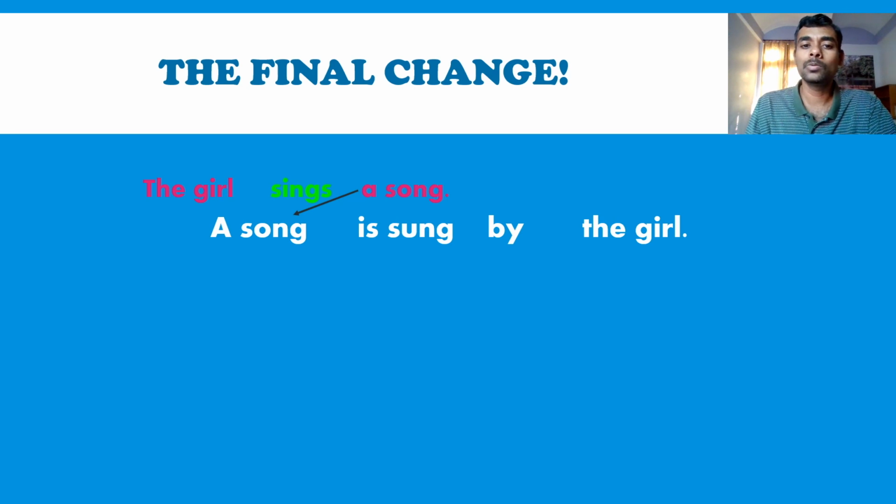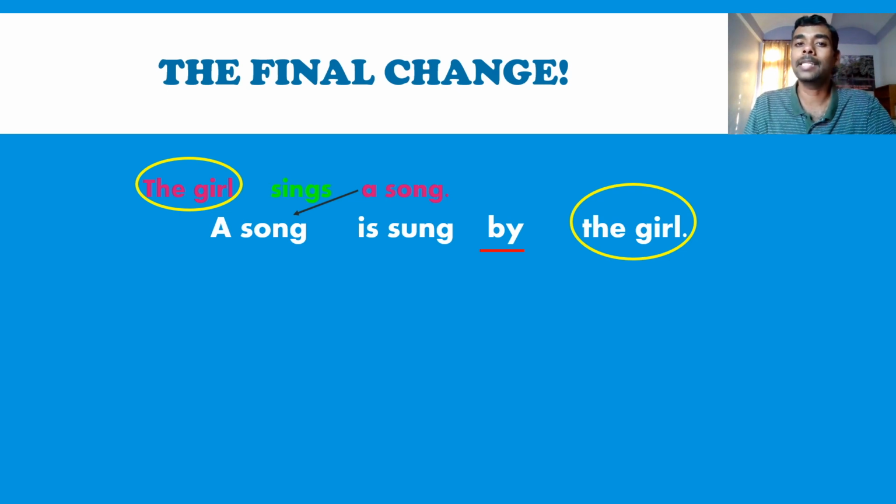So in the final change, the girl sings a song. The very first thing you notice is that the object has now become the subject. A song is now the subject. The subject has gone to the end of the sentence, that is the girl. Now this bit is important. The word by. That tells us that it is passive, that the subject is passive. And finally the verb sings becomes is sung. That means from present to present perfect tense.